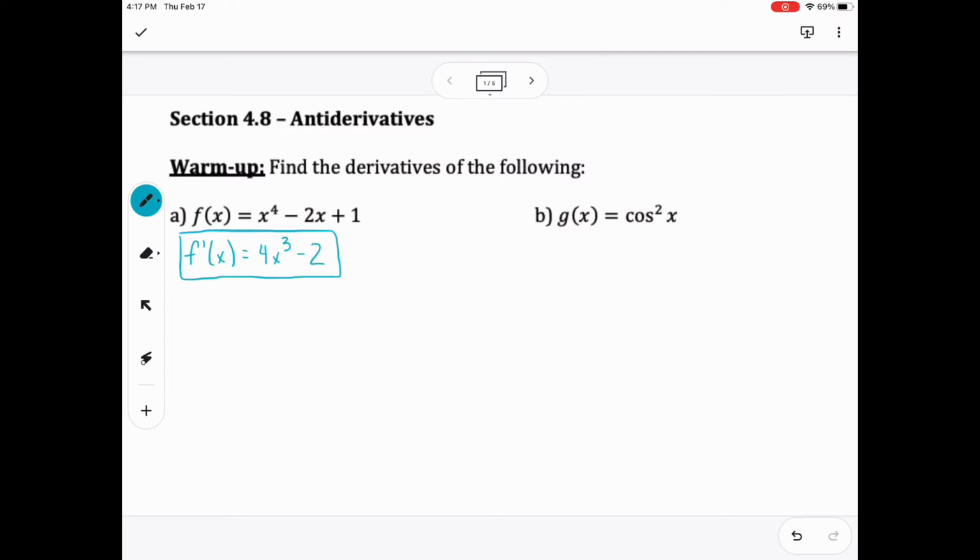So for letter A, it would be 4x cubed minus 2. Letter B, remember that cosine squared can be written as cosine to the second power. So here you got a little chain rule. So 2 cosine, derivative of cosine is negative sine. So together it's negative 2 cosine of x sine of x. And that's your derivative.